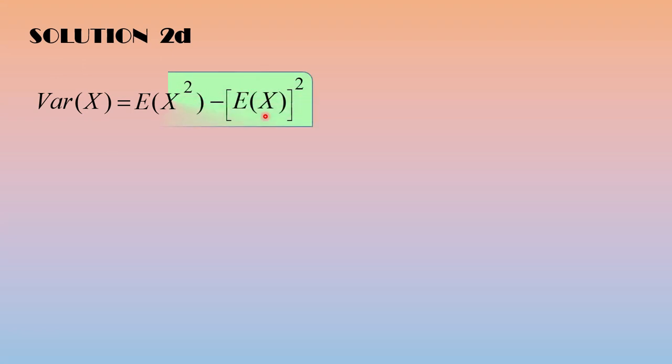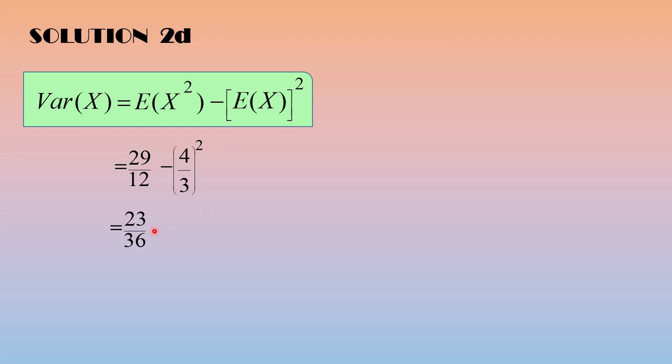Now we continue with 2D. Find the variance for X. The formula for variance is given as the expected value of X squared minus the expected value of X, squared. From our previous results, we substitute: the expected value of X squared is 29 over 12, minus the expected value of X, which is 4 over 3, squared. Simplify, you will get the variance for X is 23 over 36.